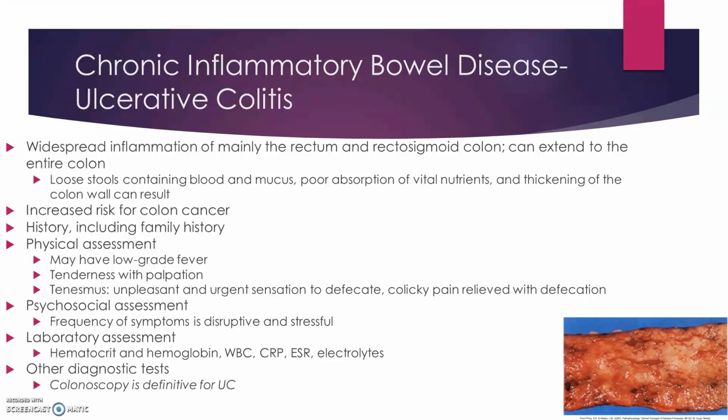Laboratory assessment, so oftentimes we're doing H&H just to see how much blood that they've lost, WBC to see if it's elevated, CRP and ESR for inflammation. I should say not necessarily infection, and then electrolytes to see how they're absorbing and how much they're losing. Other diagnostic tests, there is some blood work for this, and that's one of the few ways to try and distinguish between ulcerative colitis and Crohn's, and we'll talk about that in a little bit. Colonoscopy is one of the definitives for UC versus Crohn's. On your exam, I highly recommend you be able to distinguish between ulcerative colitis and Crohn's disease.